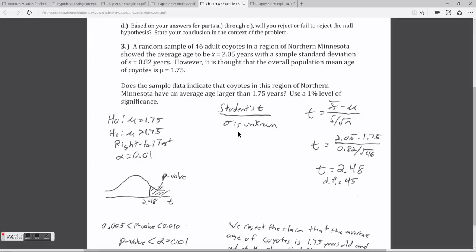Since I'm going to use a student's t distribution, I'm going to calculate a t-value, which is very similar to a z-value, with the exception of I use the sample standard deviation s instead of the population standard deviation, which I do not know in this problem. The t-value I calculate is 2.48, and remember that anytime you calculate a t-value, you need to add a degrees of freedom with it, which is the sample size minus 1. The degrees of freedom, again, basically give us the shape of the student's t-curve because the student's t-curve varies with how large your sample size is.